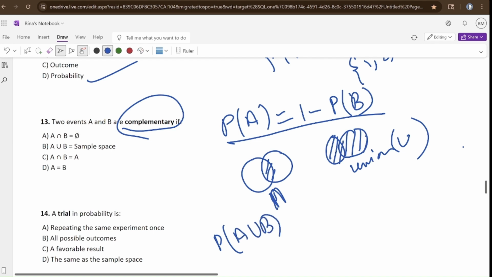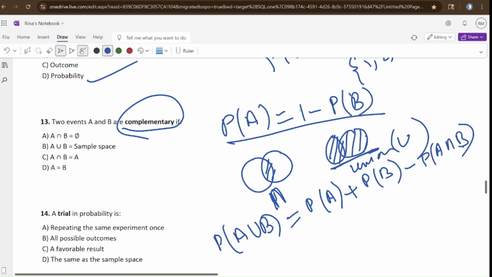If I want to write this one, then I have to write P(A) plus P(B) minus P(A intersection B). Because you have to take the complete A, you have to take the complete B. But you can see that this portion is added twice. So I have to remove this once. That is why you are removing this. So P(A) plus P(B) minus the intersection.